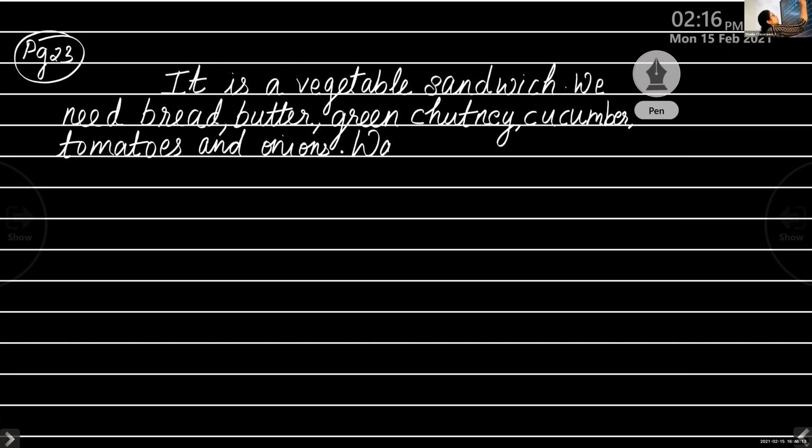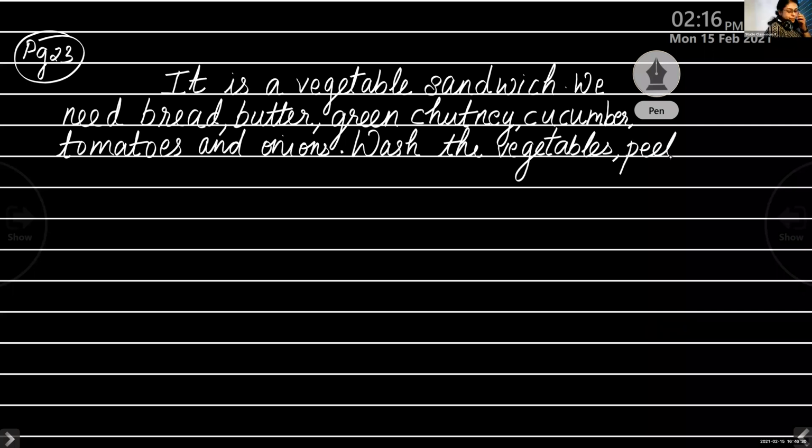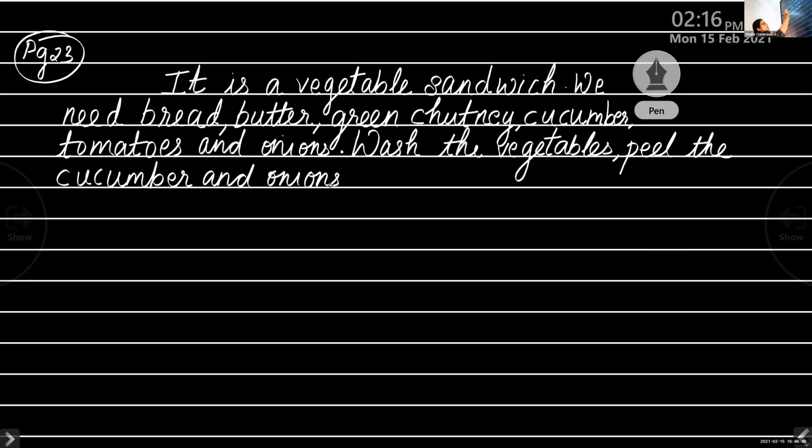Then capital letter, wash the vegetables, peel the cucumber and onions and cut them into thin slices.